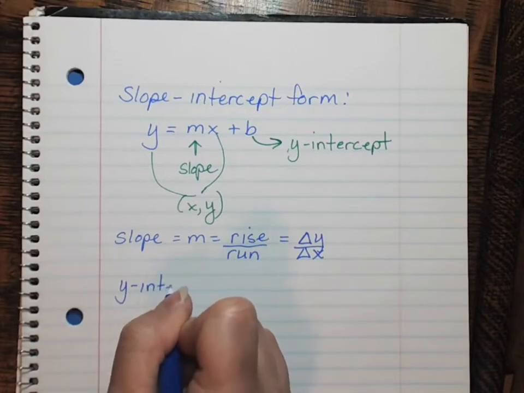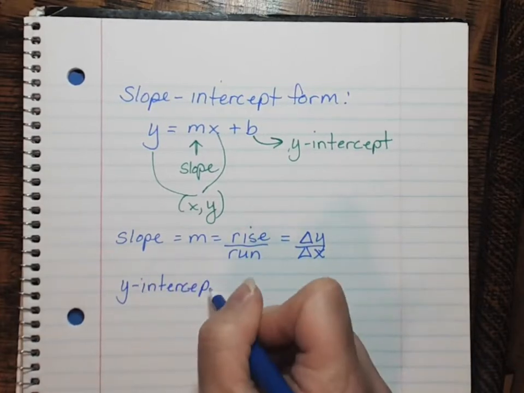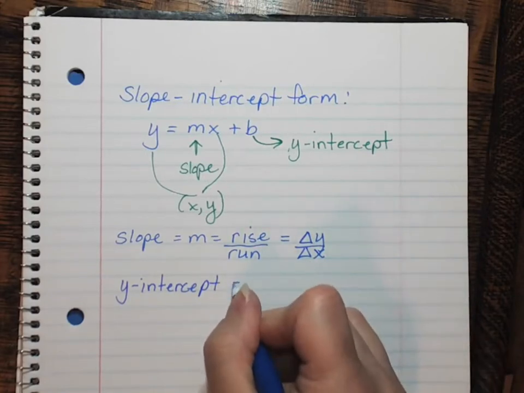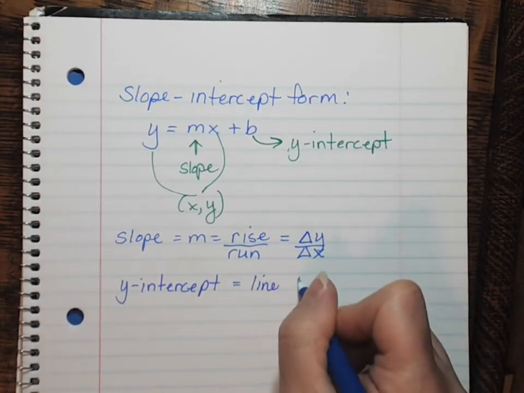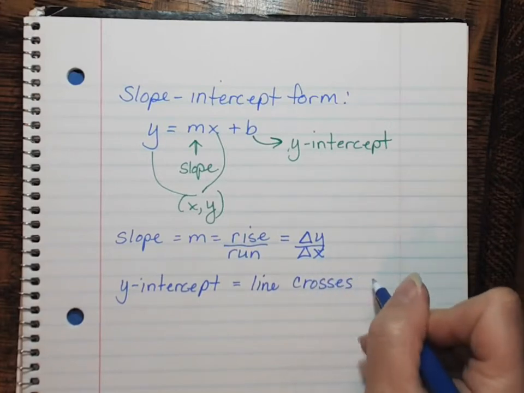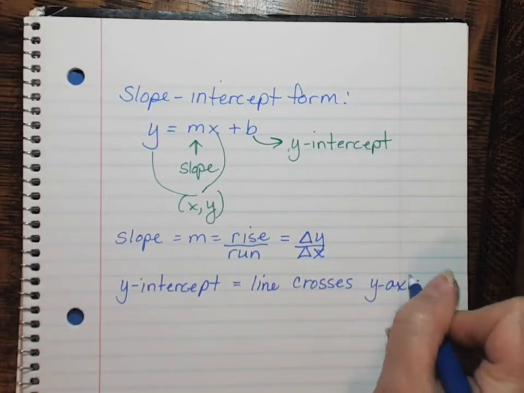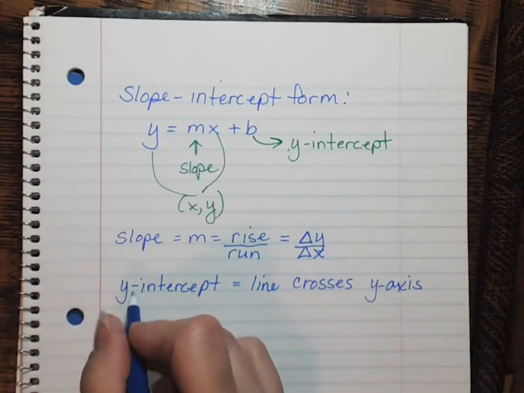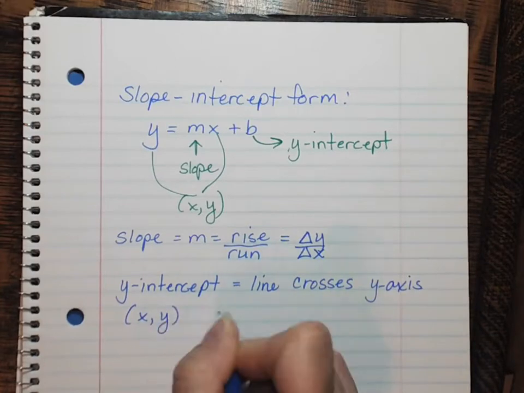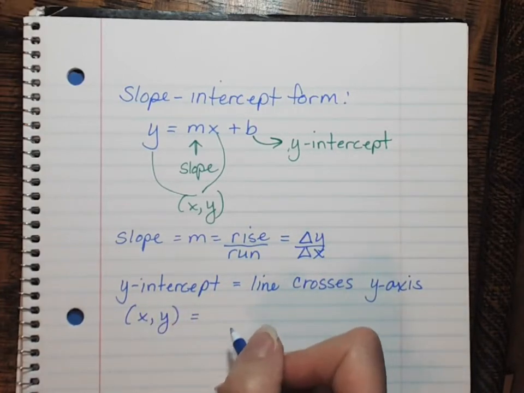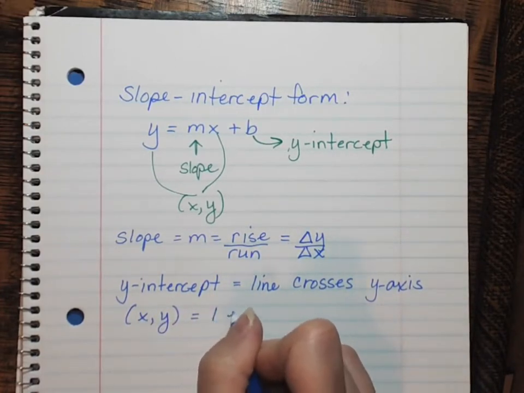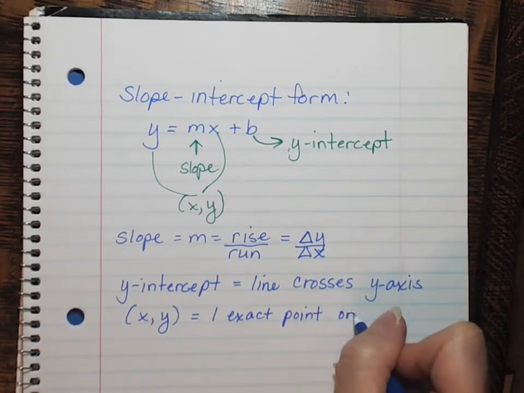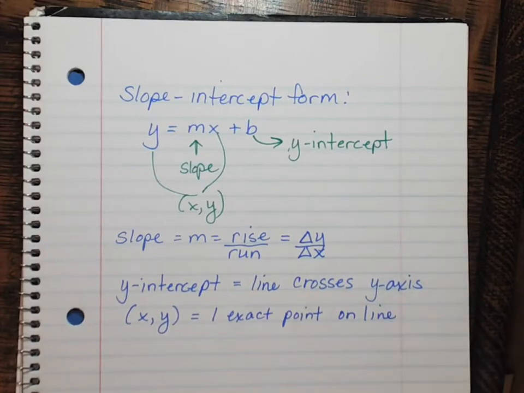Y-intercept is where the line that you're drawing intercepts the y-axis. Okay, so this is wherever the line crosses the y-axis on the graph. Okay, so one exact spot. And then your x and y, just like any other point on a graph, that's one point on your line. So one exact point on your line. Okay, just a quick review there.